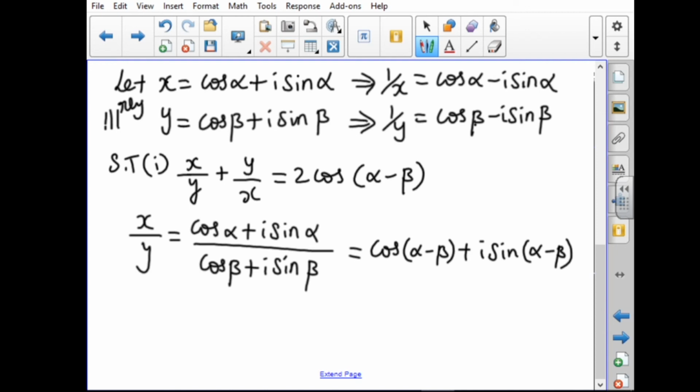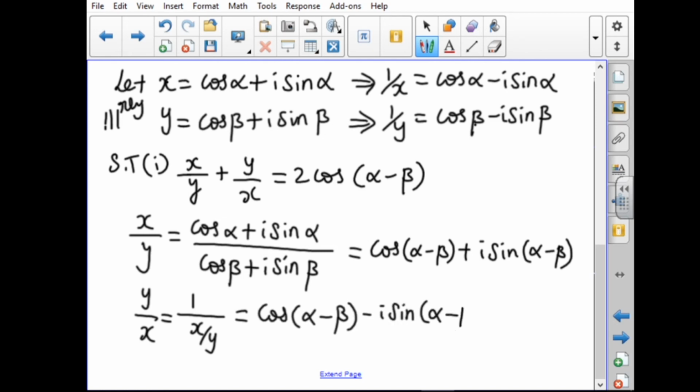Now let us find y by x. y by x is nothing but 1 by x by y, so it is x by y the whole inverse. Whole inverse means we have to change only the sign of i. So cos of alpha minus beta minus i sin of alpha minus beta. Let us take x by y as equation number 1, and y by x as equation number 2. Now adding these two, what will you get?